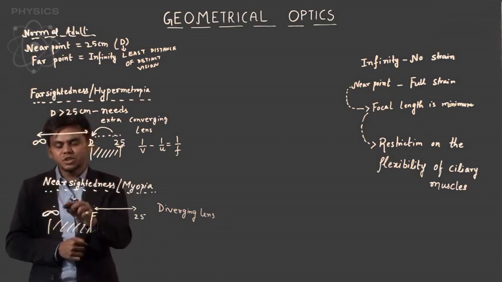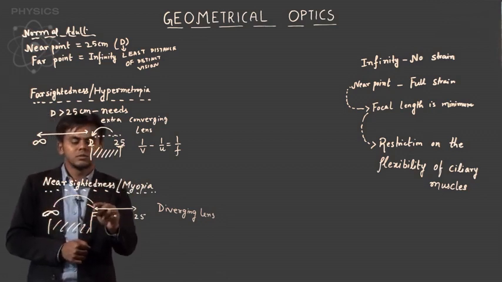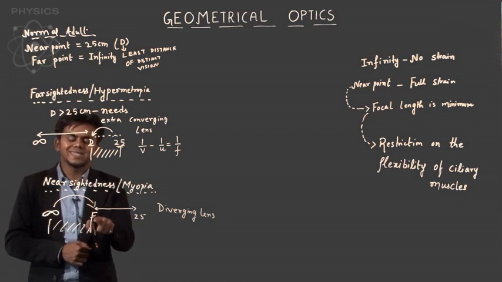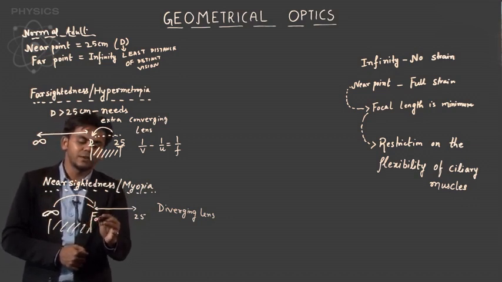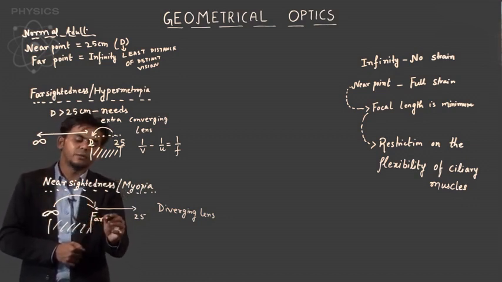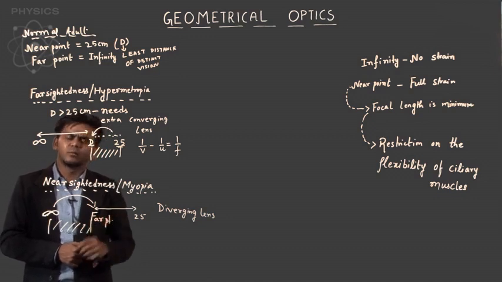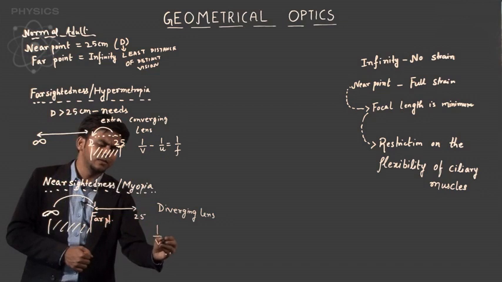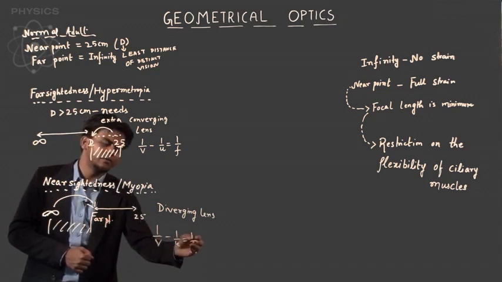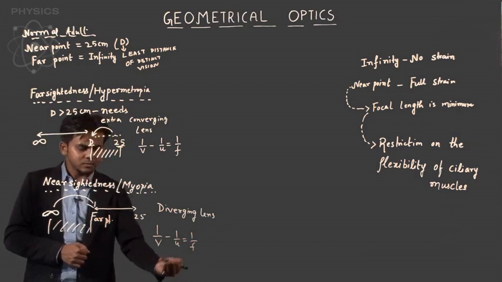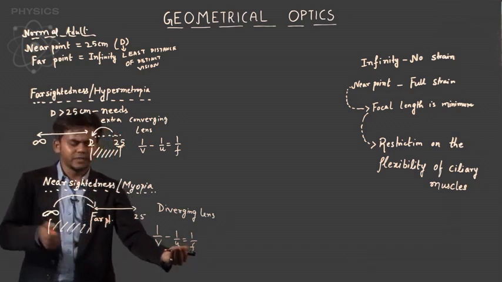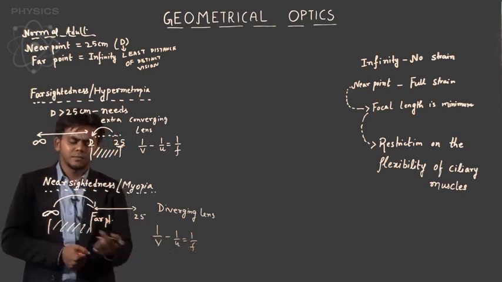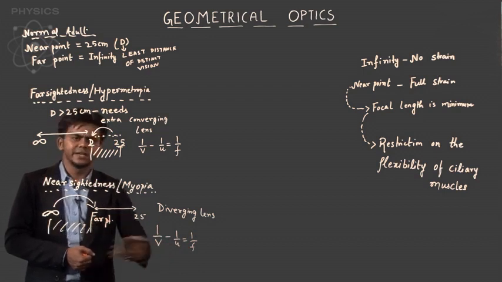Most drastic situation is infinity to this F or the new far point. I'll just write a far thing. New far point, right? Again the same formula, 1 by V minus 1 by U is equal to 1 by F. I'll write U as minus infinity, and V as my new far point. The rest thing is done.